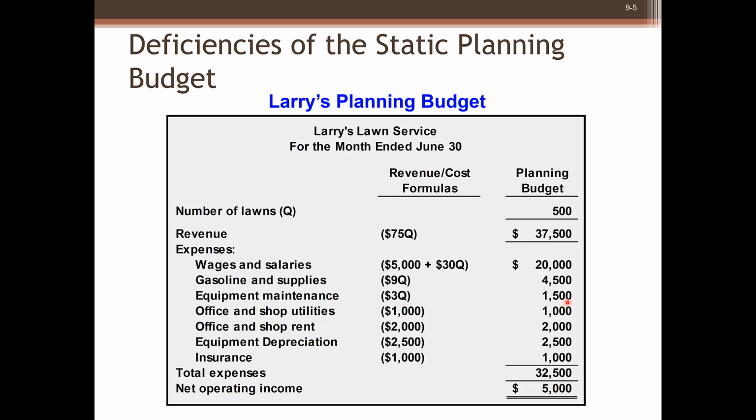Total here, $1,500. For office and shop utilities, office and shop rent, equipment depreciation, and insurance, those 4 expenses are fixed expenses. They are constant, regardless of how many lawns are mowed. Total expenses here, $32,500. We subtract the total expenses from total revenue, and then we can get net operating income, $5,000. Again, this is based on planned level of activity, 500 lawns mowed.